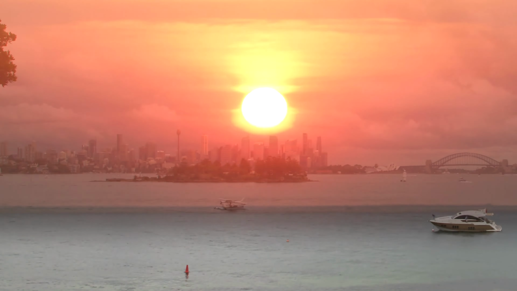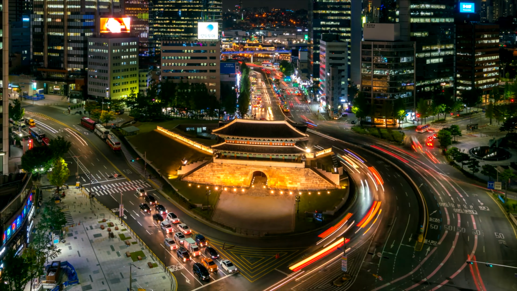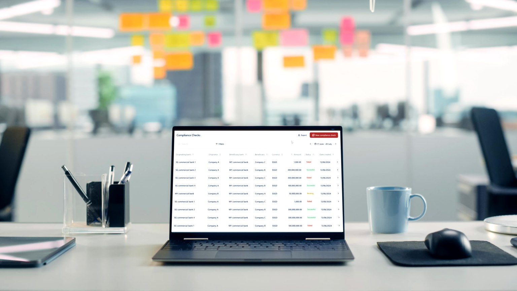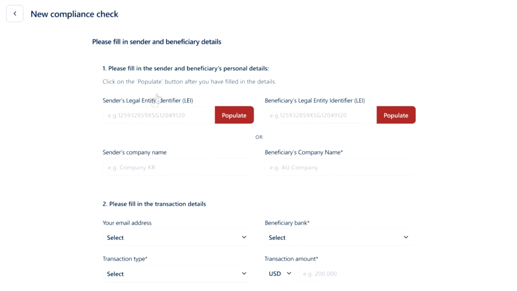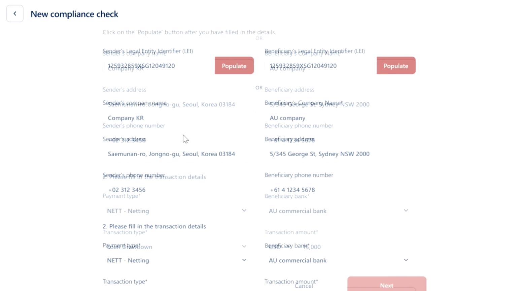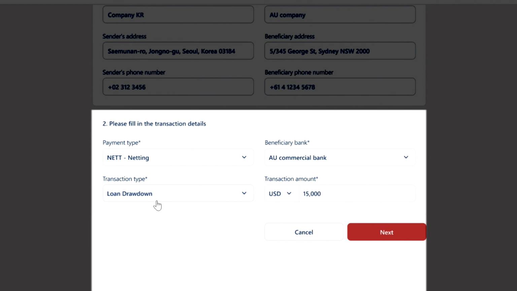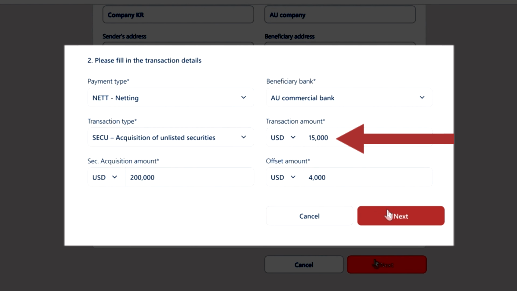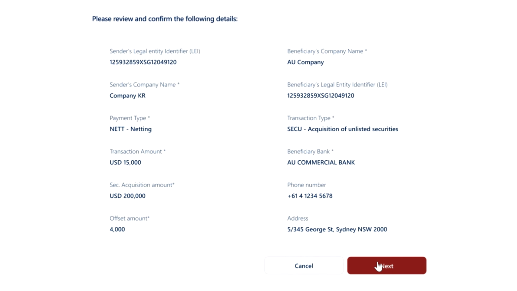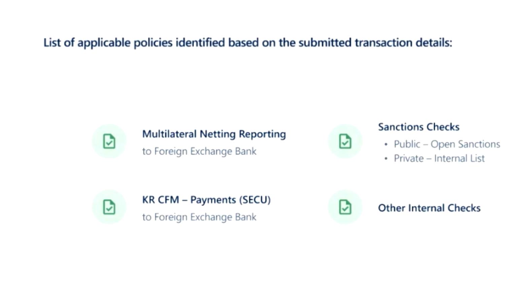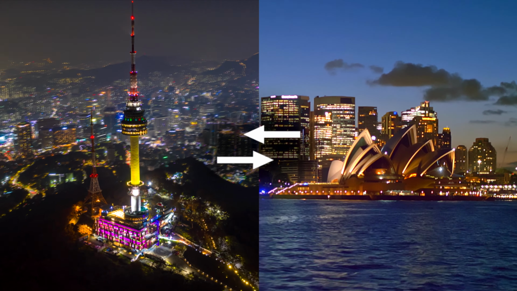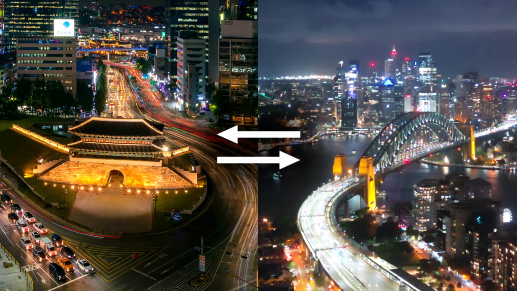In this case, the originating bank is the Korean bank, and the beneficiary bank is the Australian bank. An officer at the Korean commercial bank initiates a compliance check for a transaction using the Mandala interface. Based on the purpose of the transfer, acquisition of securities, the payment type, netting, and the currency, US dollar, the rules engine retrieves the applicable policies. The originating bank can also communicate with the beneficiary bank directly to obtain the relevant policies if not available.